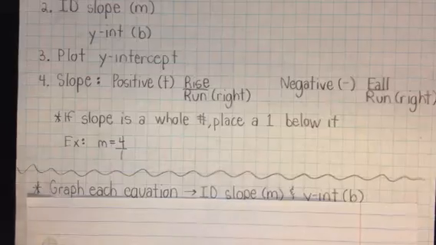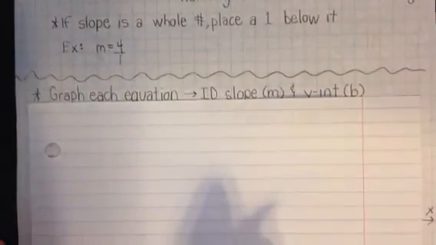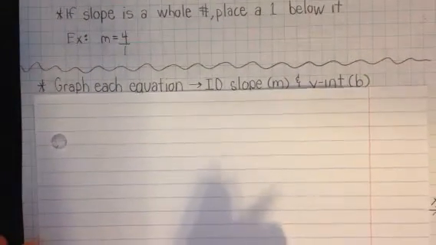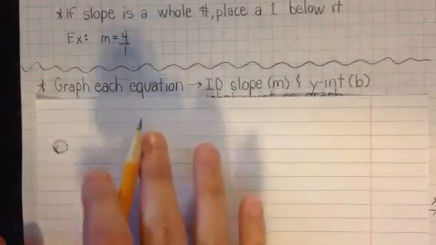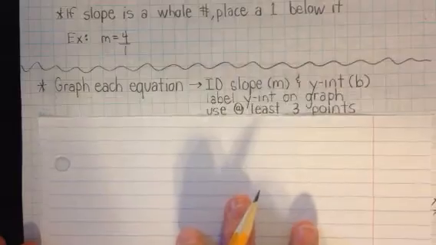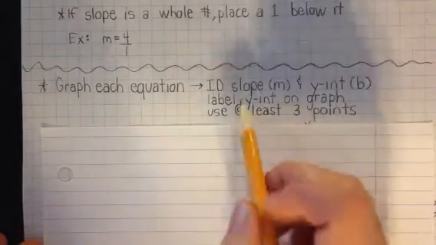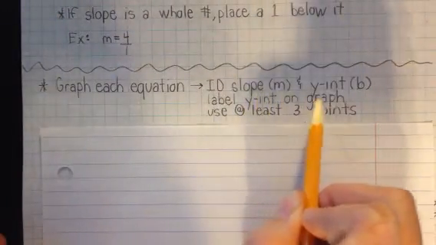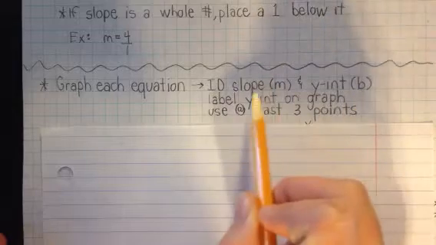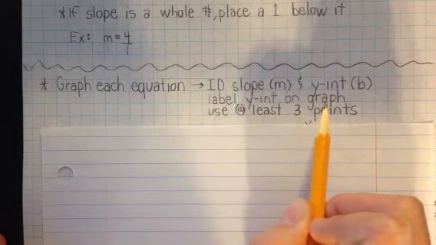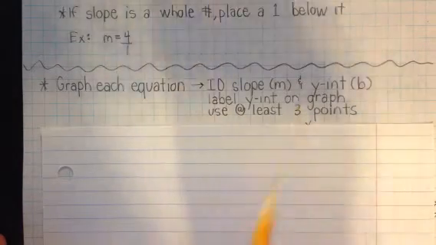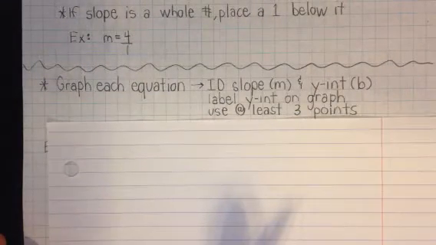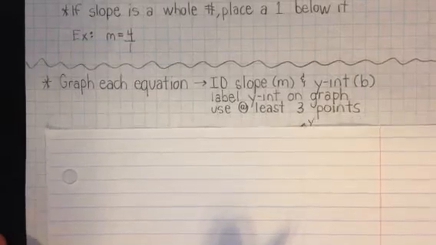Alright, so now that we've got our steps, let's go ahead and apply these and graph each equation. We're going to do a couple of examples. So in my class, when you graph an equation, I want you to do 3 things. I want you to identify the slope, which is m, and the y-intercept, which is b. I want you to label the y-intercept on the graph, and I want you to use at least 3 points before you draw your line. So create 3 points, and then you can draw your line.